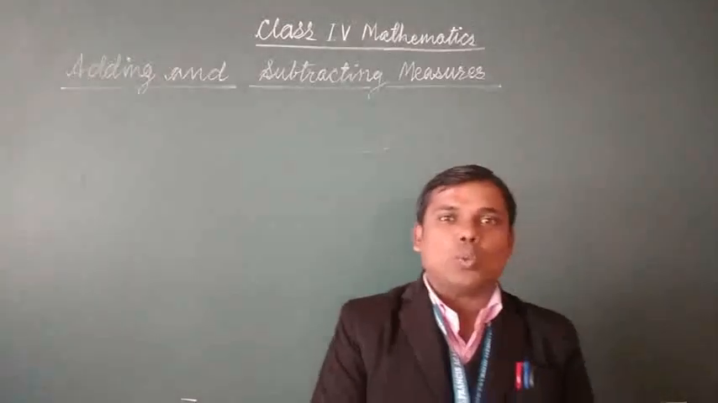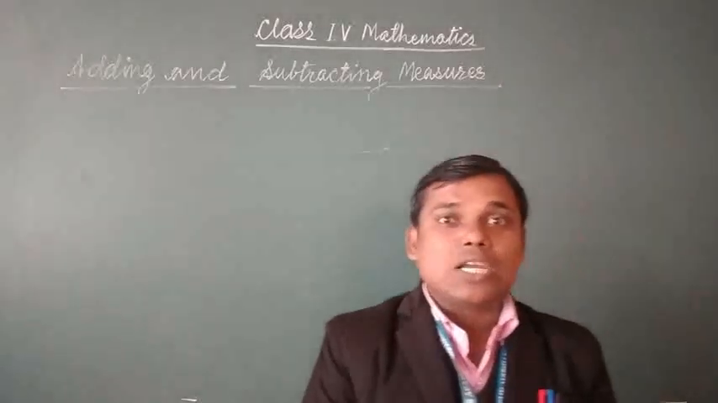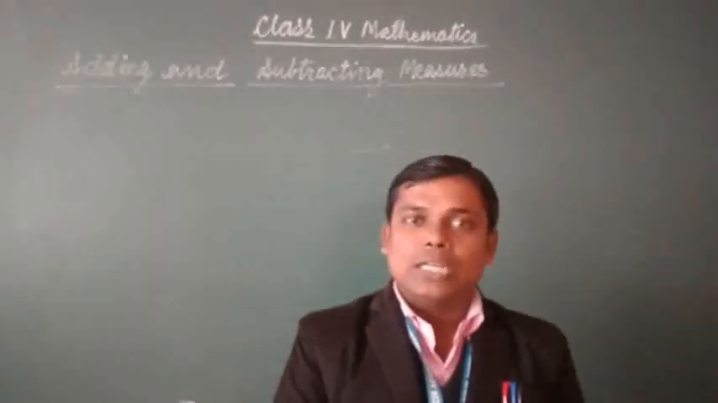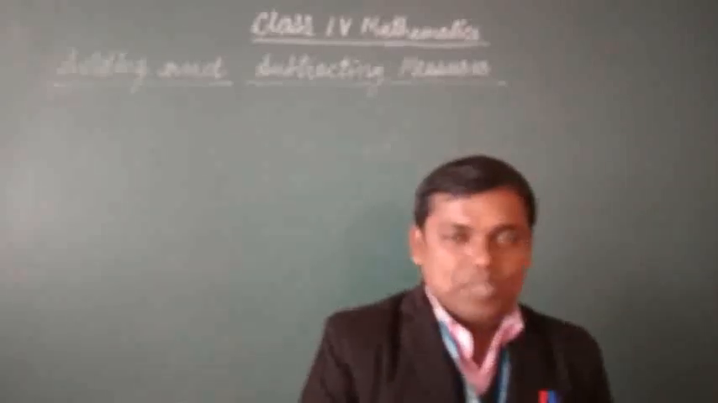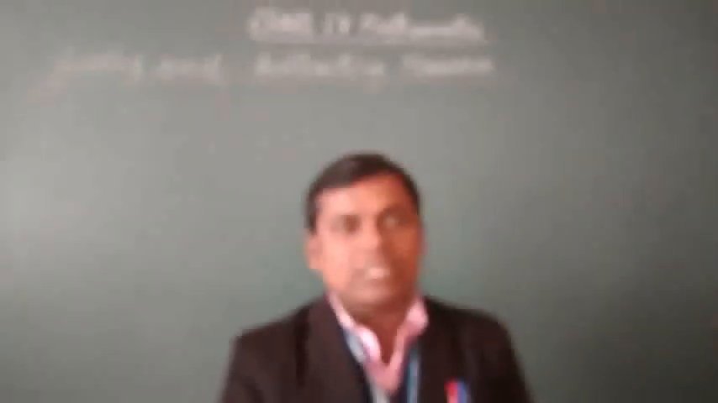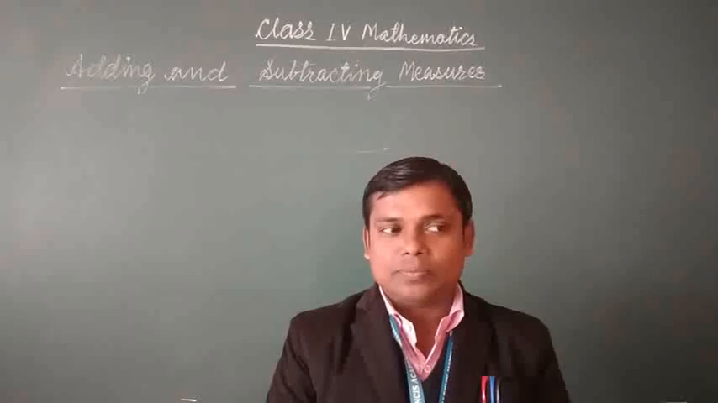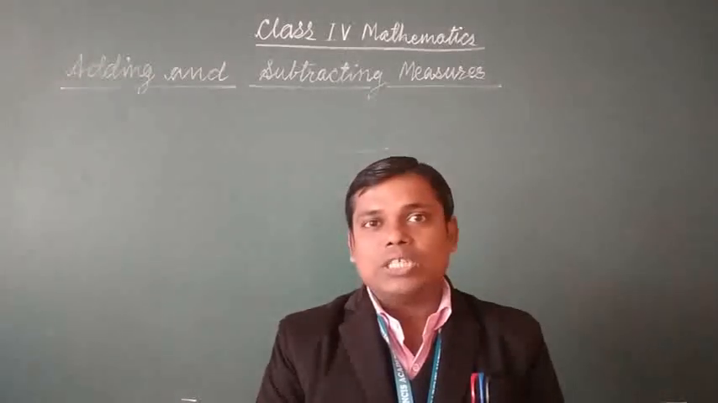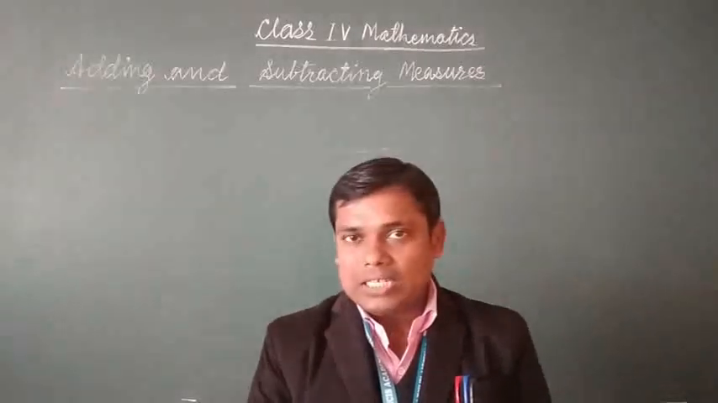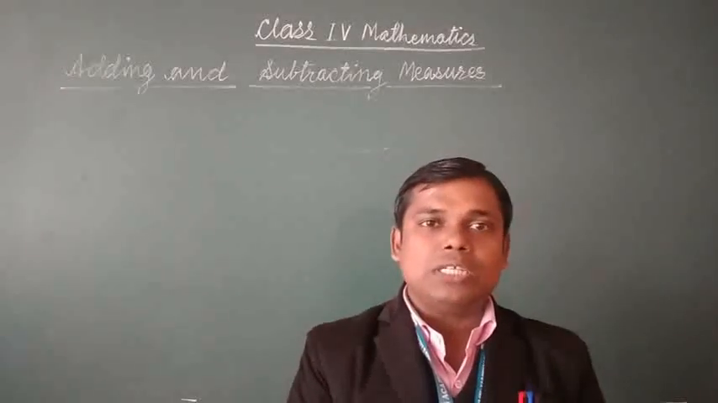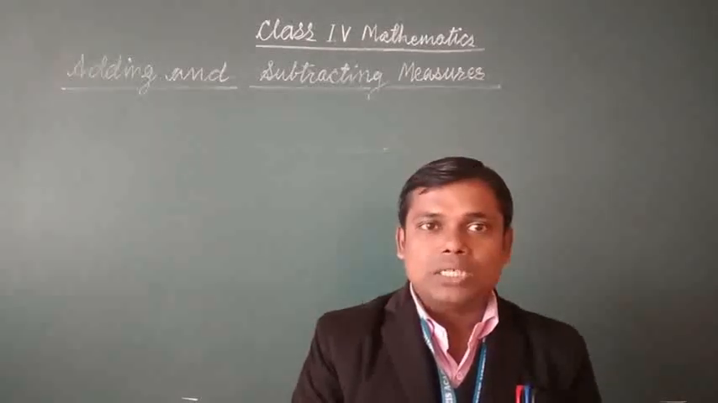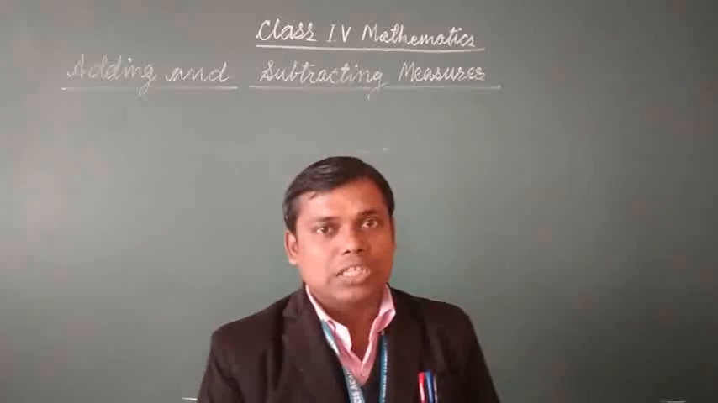For this, first of all, we write the given quantities in columns. As you know, on one side we write kilogram, then on the other side gram. Under kilogram we write the value which is given in kilogram, and under gram we write the value which is given in gram. Similarly, we do the same with liter and kiloliter or milliliter, and also with kilometer and meter. Whatever is given, we do the addition and subtraction of the given quantities.